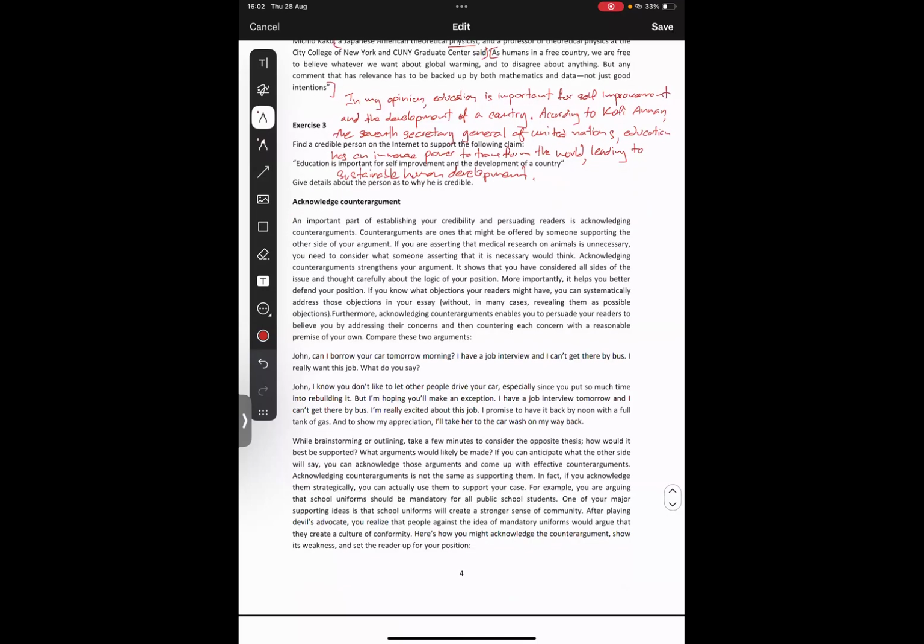Okay, let's move on. So, acknowledging counter argument. All right, so this is our next persuasive strategy we want to talk about today. So, what is it exactly, acknowledging counter argument?